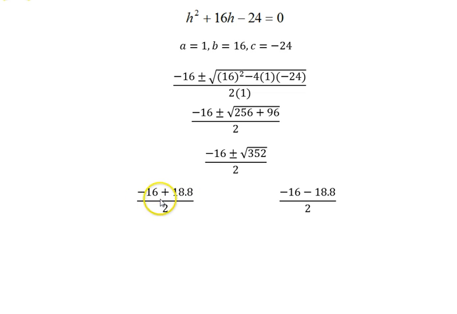So we do negative 16 plus 18.8 and negative 16 minus 18.8, because technically the square root of 352 is two different numbers. It's positive 18.8 and negative 18.8. I'll simplify the left one here: negative 16 plus 18.8 is 2.8, so I'm going to do 2.8 divided by 2. Then negative 16 minus 18.8 is negative 34.8, divided by 2. Simplifying, 2.8 divided by 2 is 1.4, and negative 34.8 divided by 2 is negative 17.4.